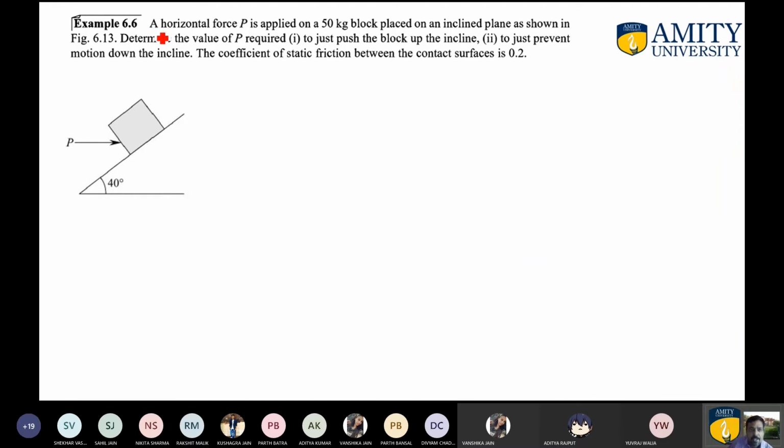In this particular question, it is said that a horizontal force of magnitude capital P, as you can observe, this is the horizontal force of magnitude capital P, is applied on a 50 kg block. So this is the block which is placed over this inclined plane, and this block has a mass of 50 kg. So you can easily convert this mass into weight. You are required to multiply 50 with g, which is 9.81. So you can easily get this value, 50 multiplied by 9.81. All of you have a calculator, so it will be some Newton.